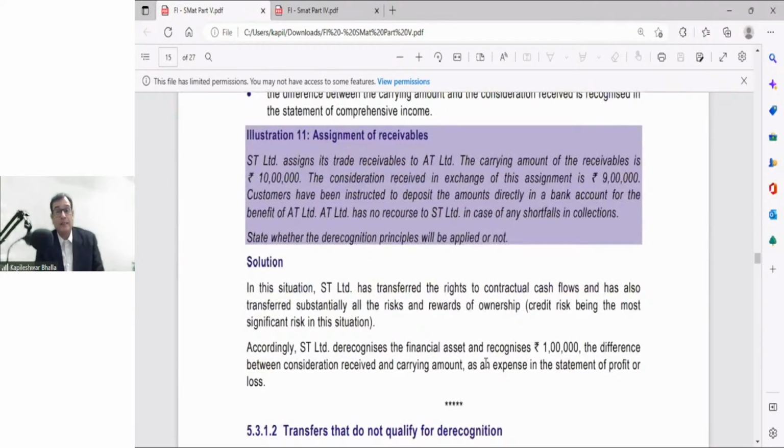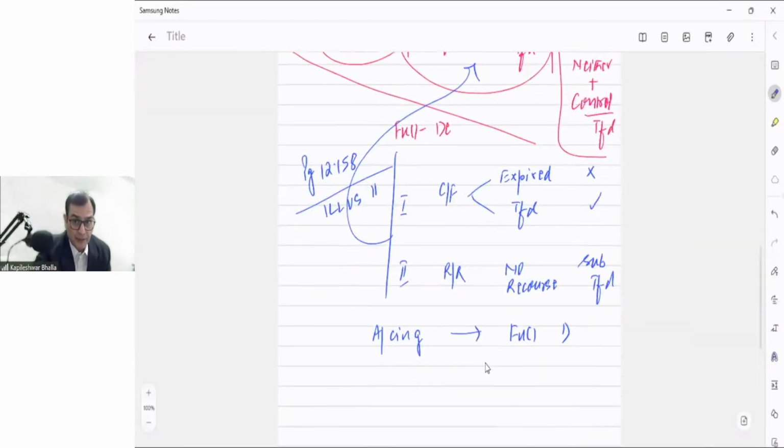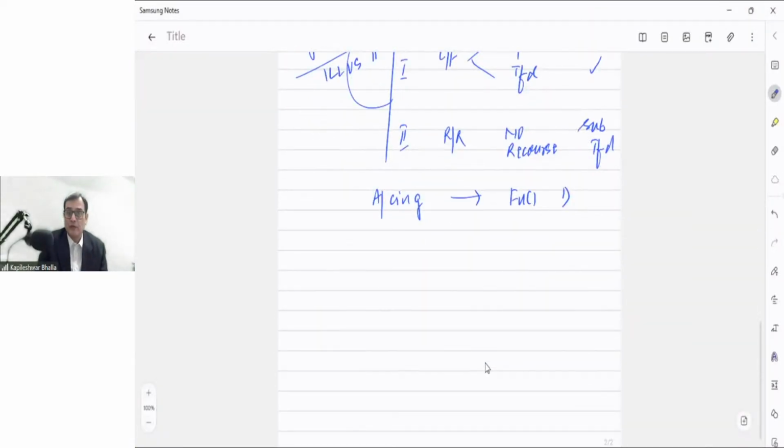If you look at the answer, it very clearly says ST transferred the rights to contractual cash flow and has also transferred all the risk and reward of ownership. Accordingly, it derecognizes the financial asset and recognizes the difference between the consideration received and the carrying amount as an expense in the P&L. So if I were to give a journal entry with regard to the full derecognition, the entry which I gave you last time as well, the bank will be given a debit to the extent of 9 lakhs.